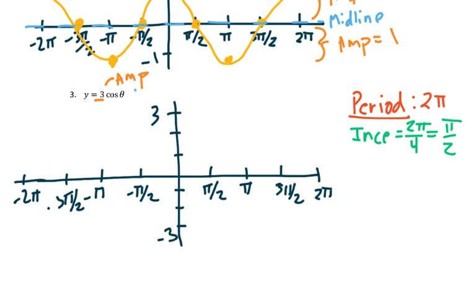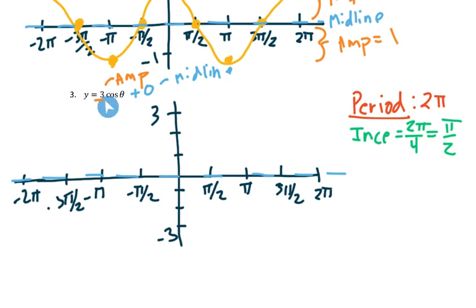My midline is at 0 because I'm not adding or subtracting anything. So here's my midline. This means all of my points on this graph are going to be at either 0, positive 3, or negative 3. Okay, at my midline, plus 3 from my midline, and minus 3 from my midline.